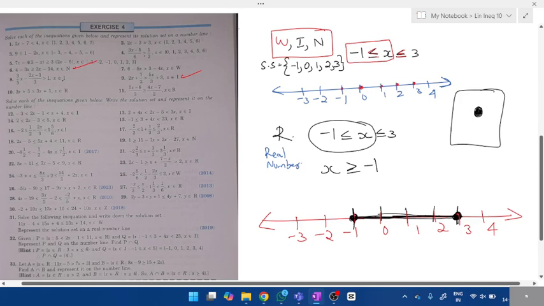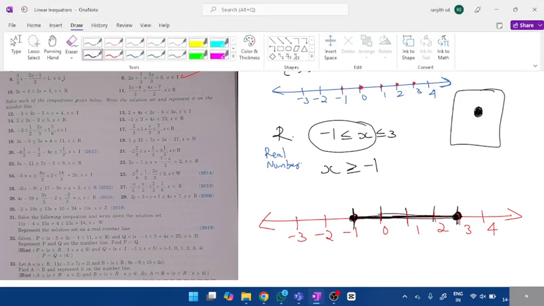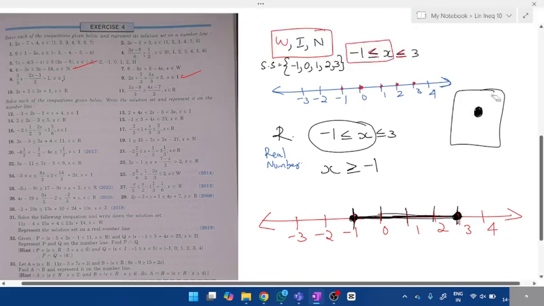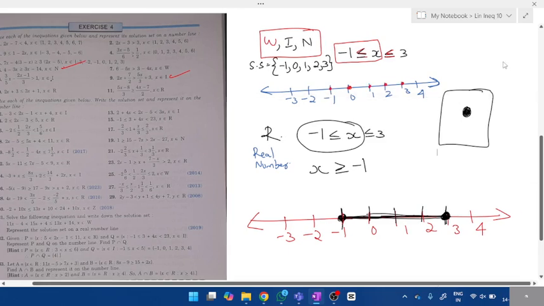Is it clear? Did you understand this? Yeah, make a note of this. Yes.